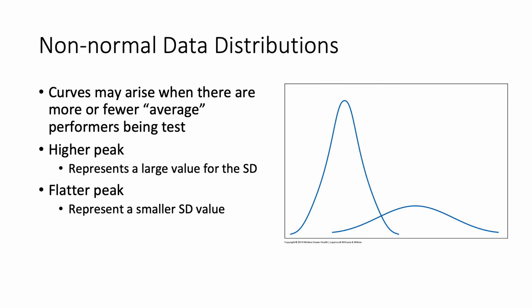The last thing is a figure of a curve displaying kurtosis. This might arise when there are more or fewer average performers being tested. A higher peak represents a larger value for the standard deviation, and a flatter peak represents a smaller standard deviation.